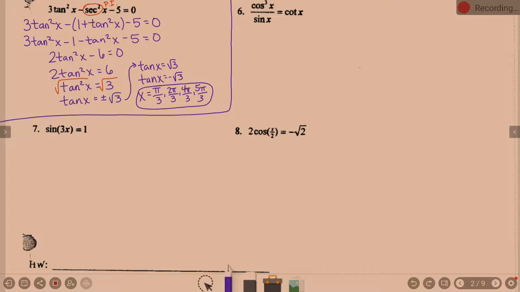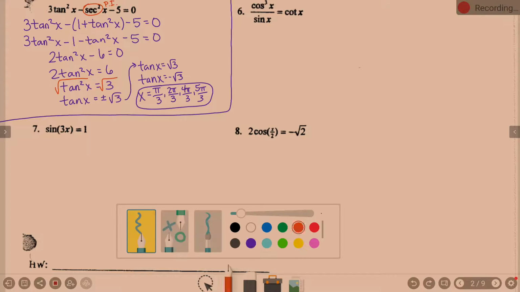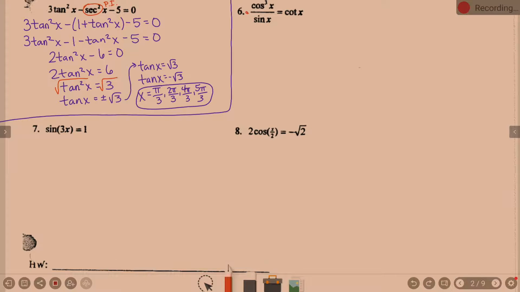When you're solving an equation and you see a fraction, what do you tend to want to do? Multiply to get rid of the denominator. In this case, I have a denominator of sine x. So if that's divided by sine x, how are we going to get rid of that sine x? We're going to multiply by sine x. If I multiply the one side by sine x, we're going to multiply the other side by sine x.